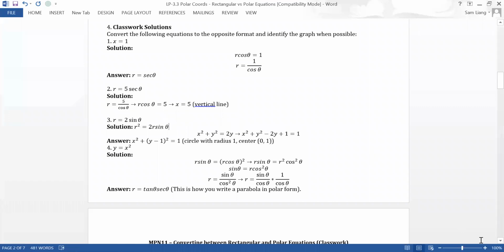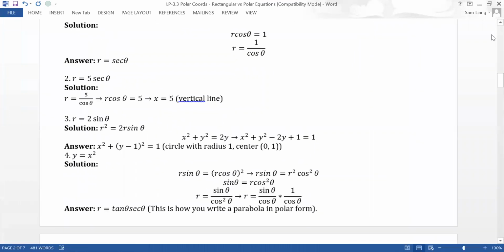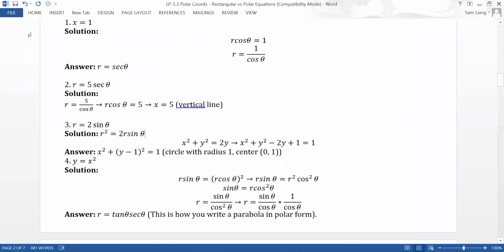So basically, first what we do is multiply both sides with r so that we can use the identities that we learned, and then replace r squared with x squared plus y squared, and replace r sine theta with y, and then that gives us x squared plus y squared equals y. Then if you bring all the variables to one side, we get x squared plus y squared minus y, then we complete the square, and we get y squared minus 2y plus 1 equals 1. And then if we factor y squared minus 2y plus 1, we get y minus 1 to the power of 2. So our final equation is x squared plus y minus 1 to the power of 2 equals 1, and that is a circle with radius 1, center at 0.